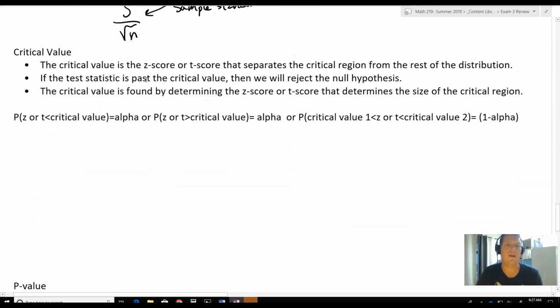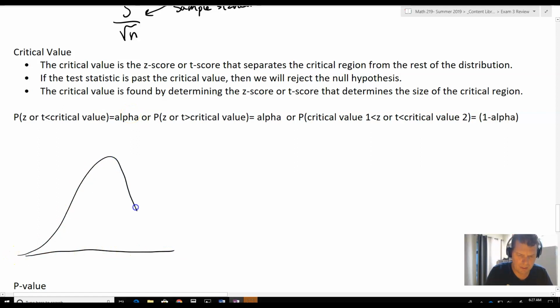Now the critical value is the z-score or t-score that separates the critical region from the rest of the distribution. If the test statistic is past the critical value, then we will reject the null hypothesis. The critical value is found by determining the z-score or t-score that determines the size of the critical region. Okay, so if we're looking for the probability that z or t is less than whatever our critical value is going to equal alpha. Okay, so in that case, which is a left tail test, right?